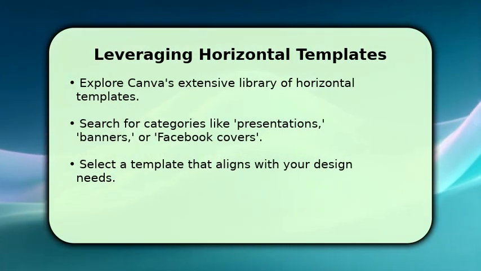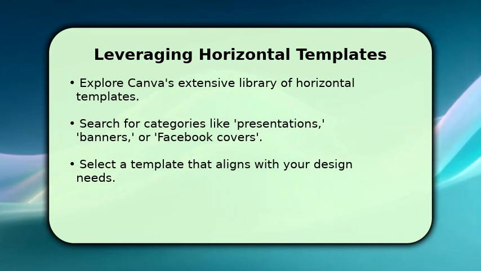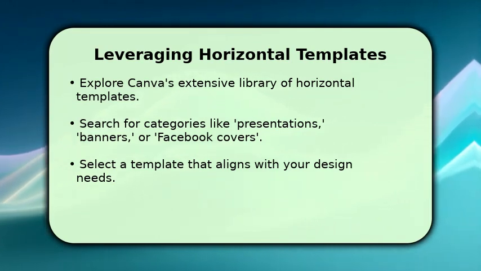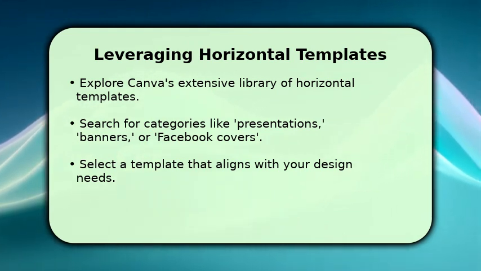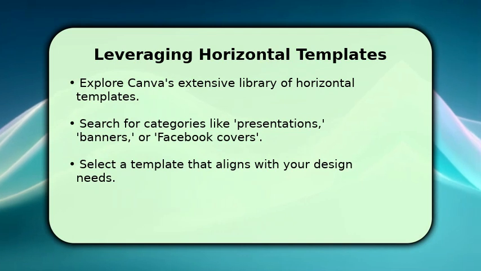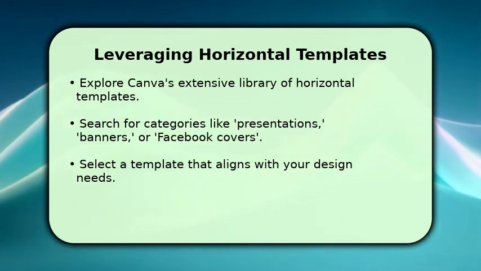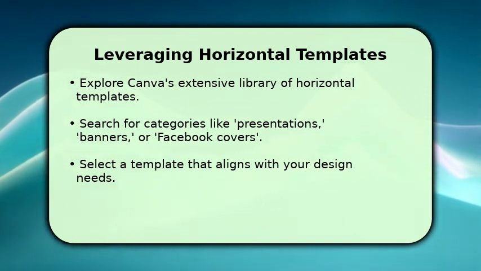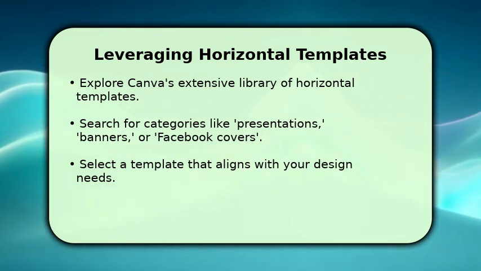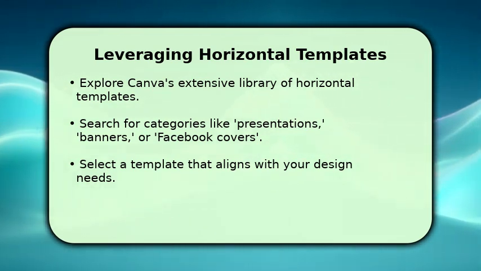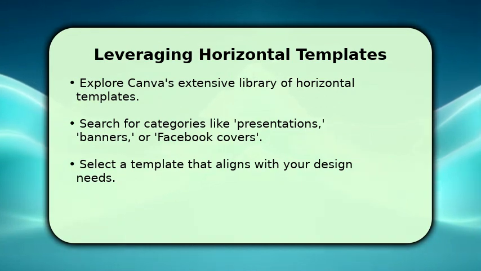Canva offers a vast array of pre-designed horizontal templates to streamline your creative process. You can easily browse categories such as presentations, banners, or Facebook covers to find suitable options. Once you select a template that fits your vision, you can then fully customize it. This includes adding your own text, images, and brand colors, making it uniquely yours in a horizontal format.